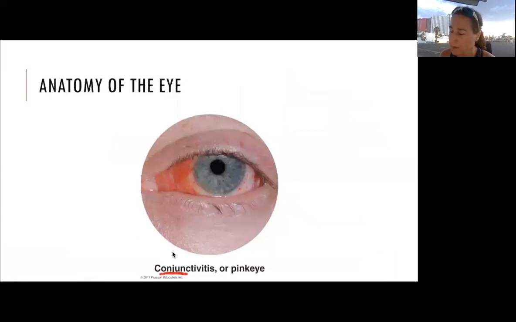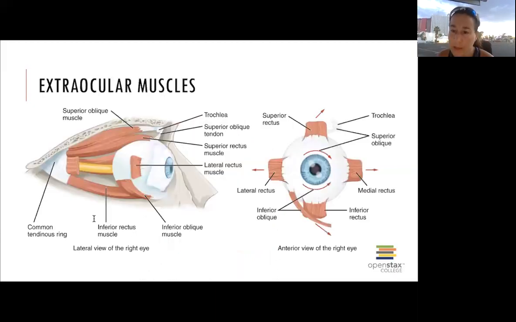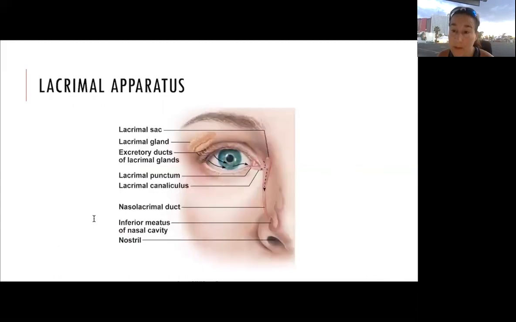Your extraocular muscles, we already know these. As far as the lacrimal gland, that's going to produce your tears. They're going to form in the lacrimal gland, and it has antimicrobial properties. The tears slide across your eye as you blink, and then go down the lacrimal punctum that are connected to the canaliculus, the little canal, then drain down into your sinuses.